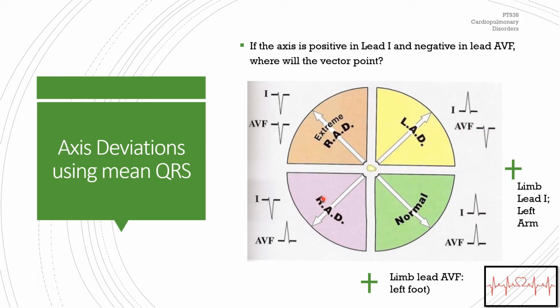If we then instead are over in right axis deviation, then we are moving away from limb lead 1, so we have a negative deflection on EKG limb lead 1, and on AVF, we're moving towards the foot still, right? Because we're still in a downwards direction. So we'd have a positive deflection on EKG. And then in an extreme right axis deviation, we are moving away from limb lead 1, so we're going to have a negative QRS in 1. And we are moving away from AVF because we're moving up rather than down. And so we would have a negative flow on EKG as well.